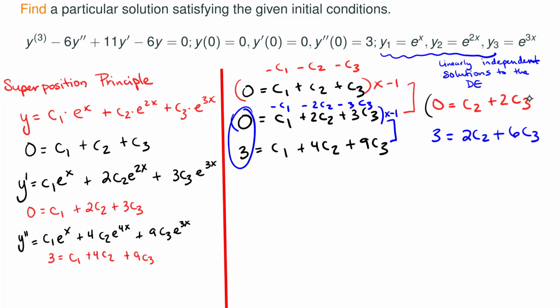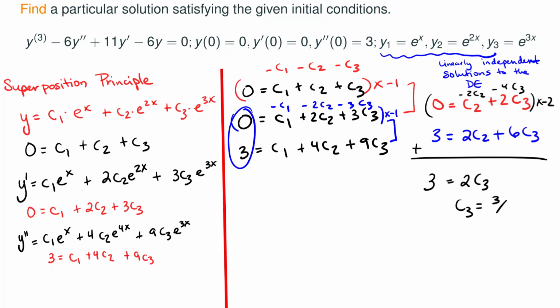Now if I multiply this equation by -2 and add it, we'll be able to get to an equation in 1 variable. So we end up with 3. That becomes our -C2 minus 4C3. So our C2's cancel perfectly, and we're left with 2C3, and that tells us that C3 must be 3/2.